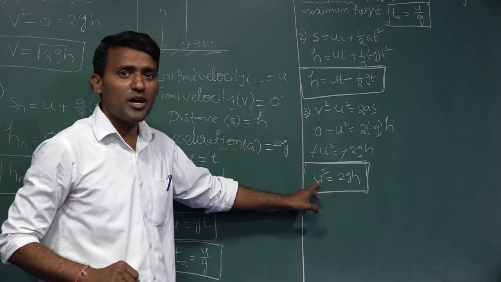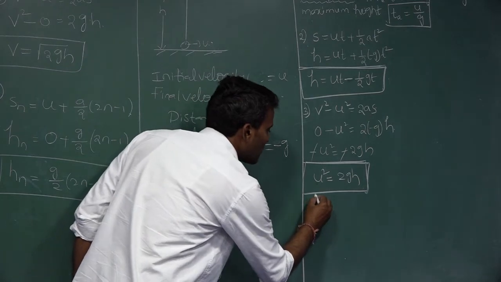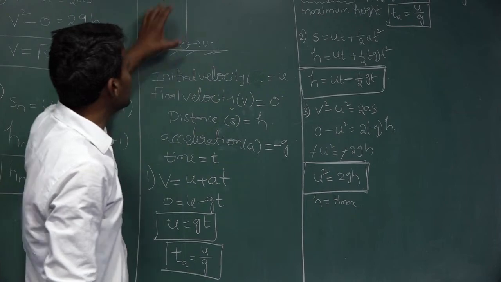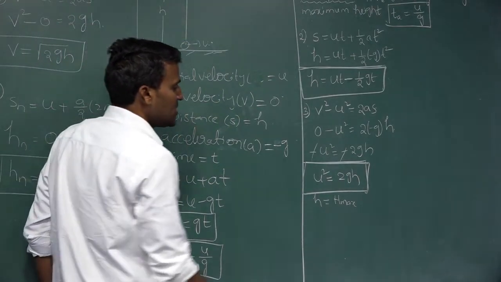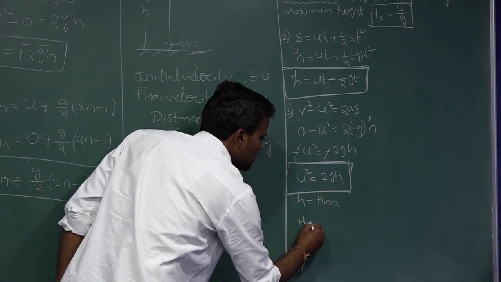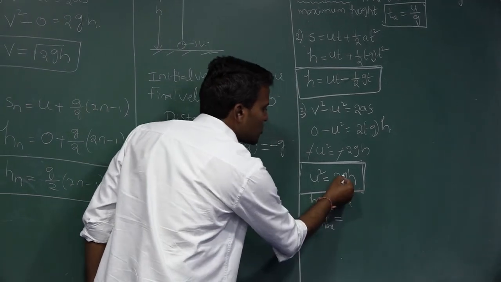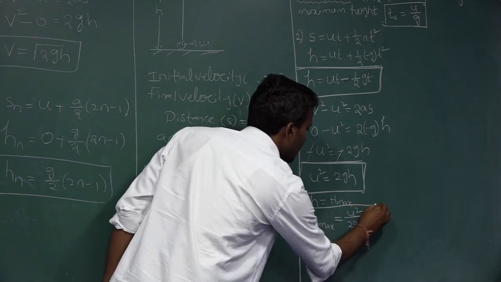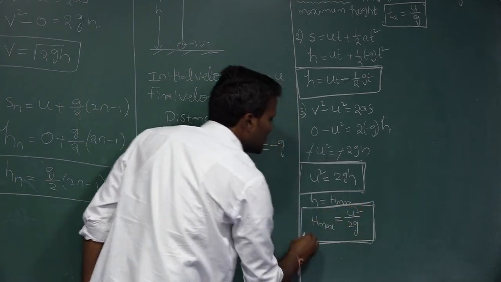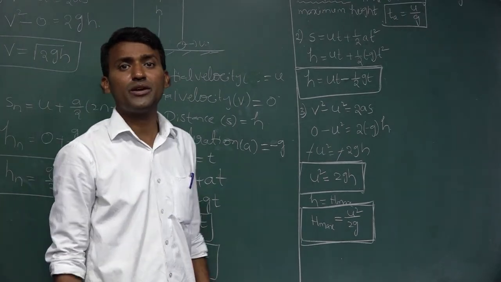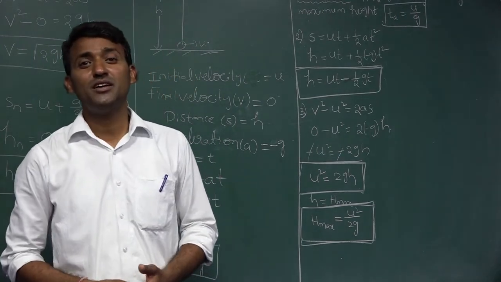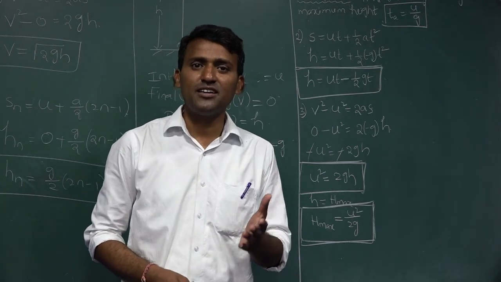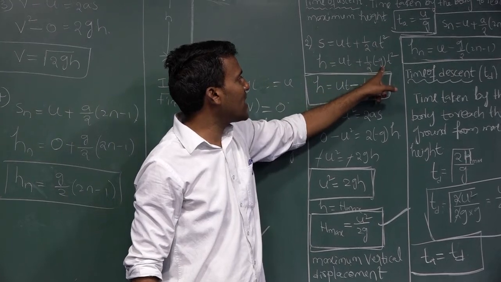So from this equation I am writing h is nothing but the maximum height. h maximum is equal to u square by 2g. This is maximum height. What is the definition of the maximum height? The maximum vertical displacement when object is projected is called maximum height, where a is minus g I have taken.